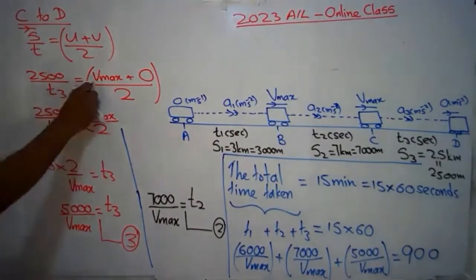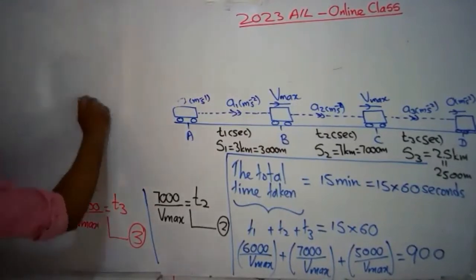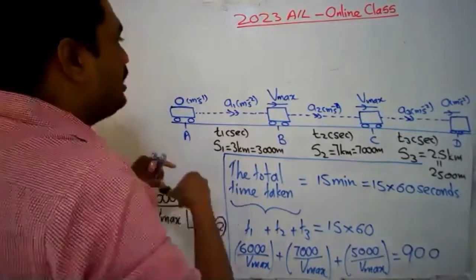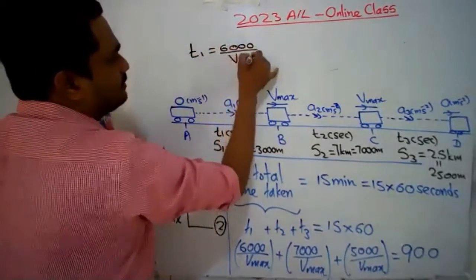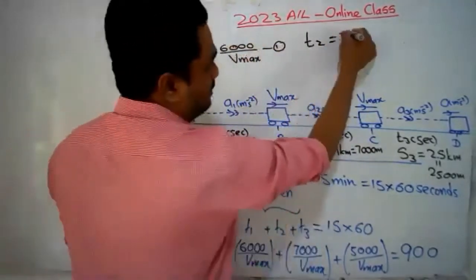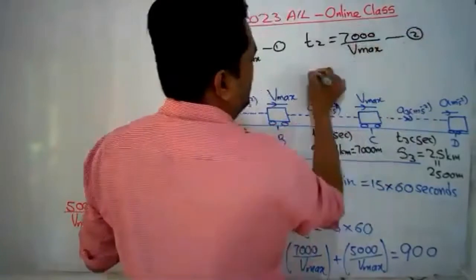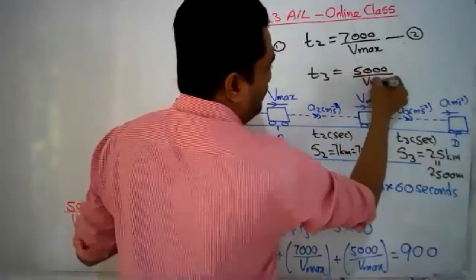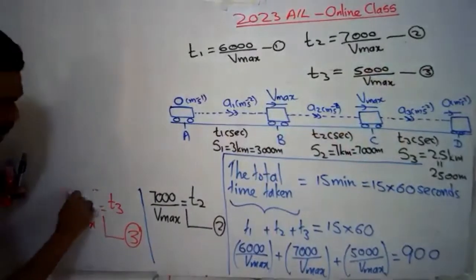So I think it's very easy to simplify, right? We have obtained 3 expressions for T1, T2 and T3. T1 is given by 6000 over Vmax, first equation. T2 is given by 7000 over Vmax, second equation. T3 is given by 5000 over Vmax, third equation. Right, so I'll erase this side because I have written all the equations there.